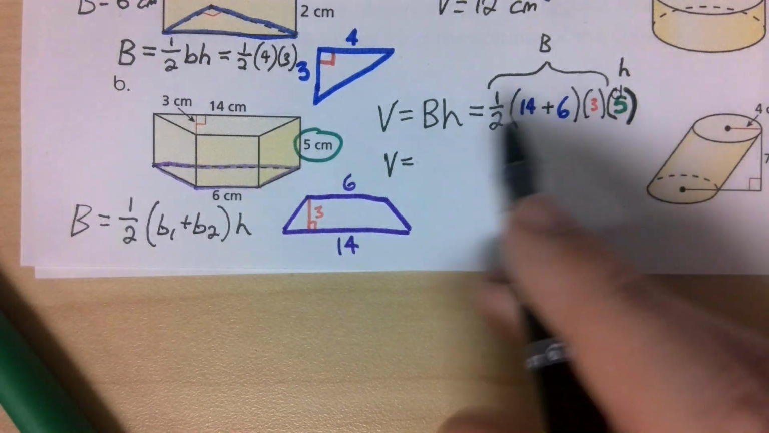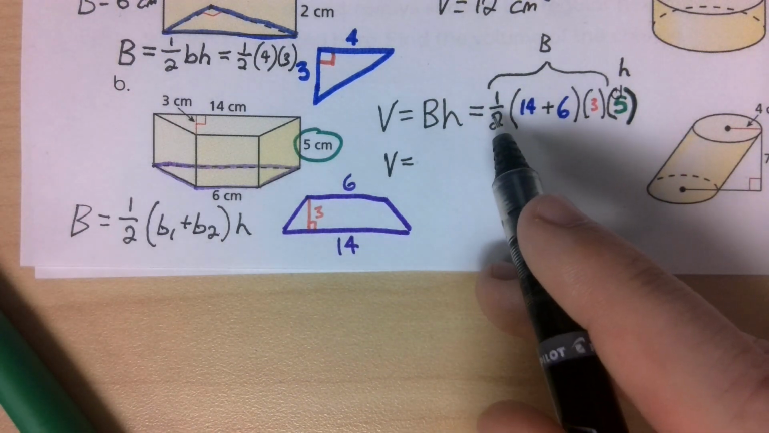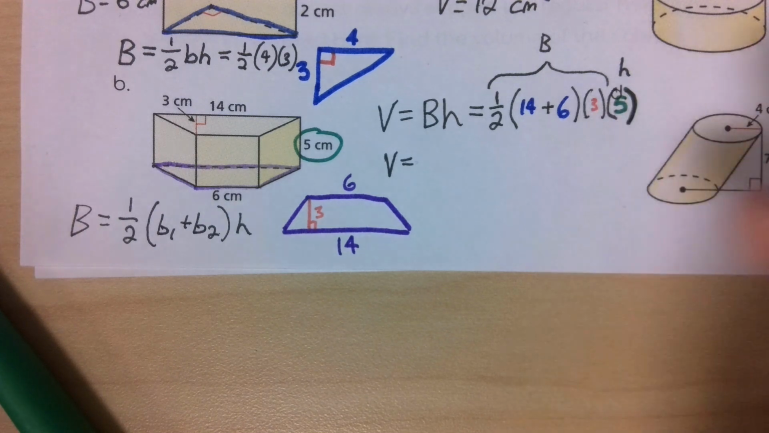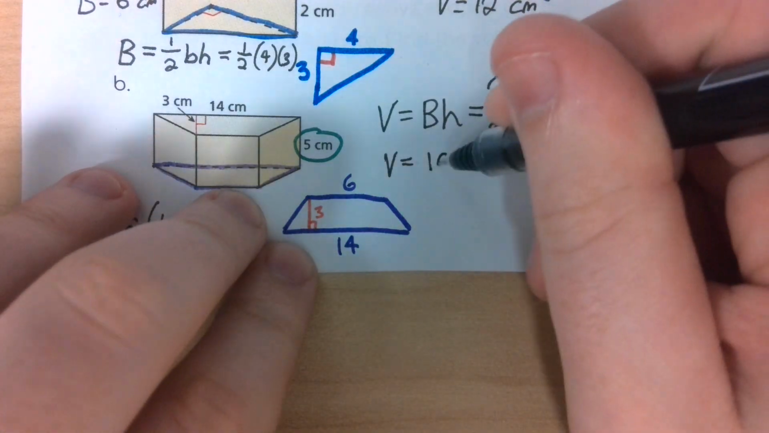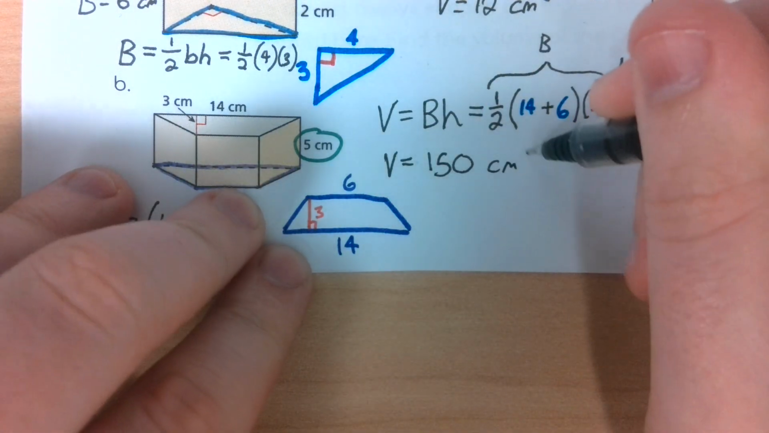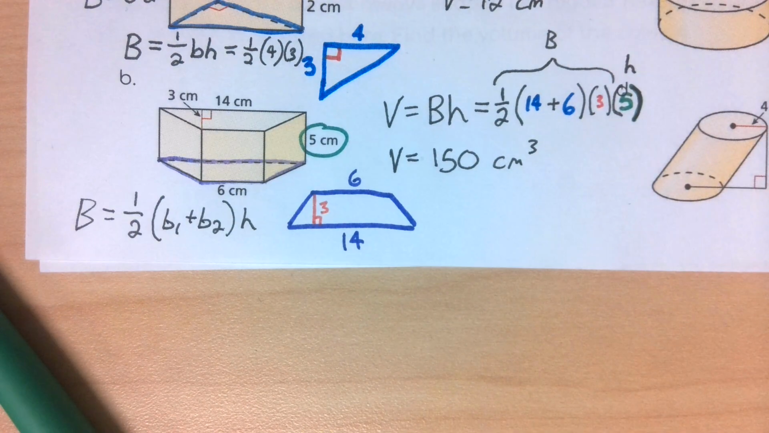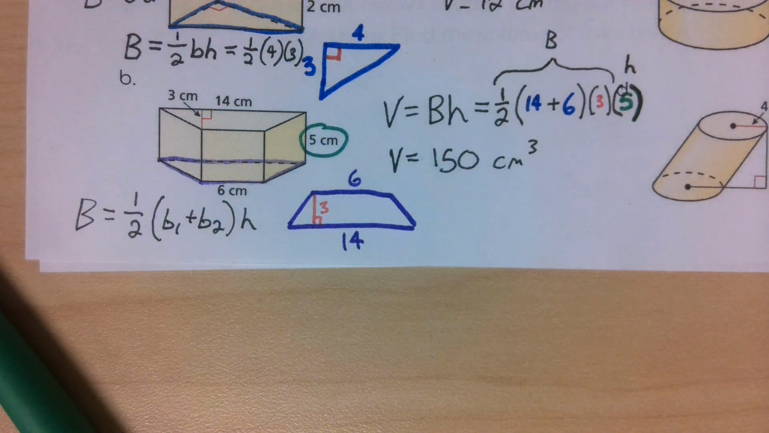14 plus 6 is 20. Half of that gives us 10. 10 times 3 gives us 30. 30 times 5 gives us 150 centimeters cubed. Very, very nice. Perfect.